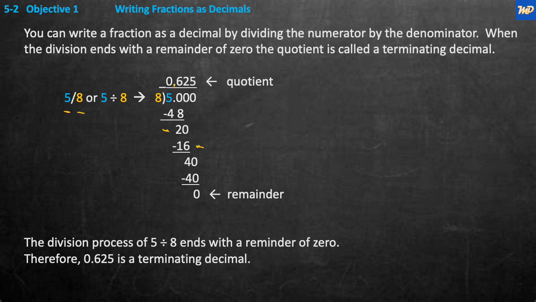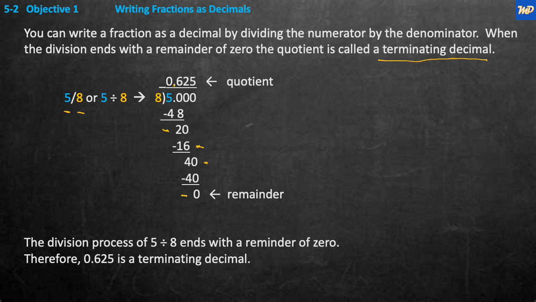We get a 4. It's always going to be less than 8. So we're going to bring down the next 0, and the 4 becomes a 40. And 8 goes into 40 how many times? 5 times. 5 times 8 is 40. So we subtract the 40. 40 minus 40 is 0, so our remainder is 0. So this is the answer. Our quotient is 0.625, and it is a terminating decimal.